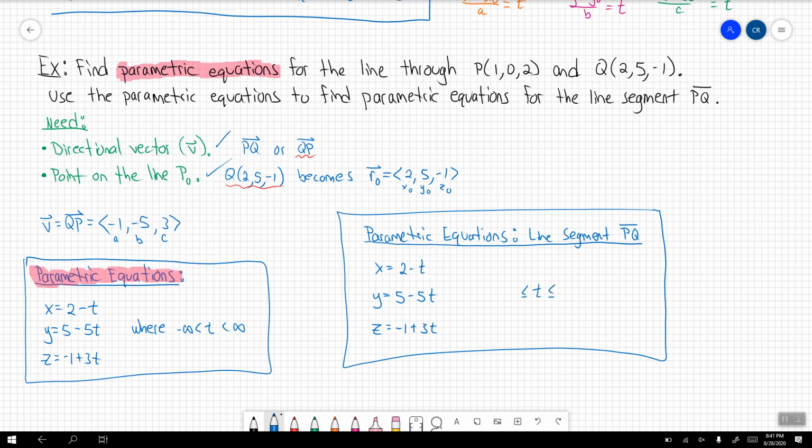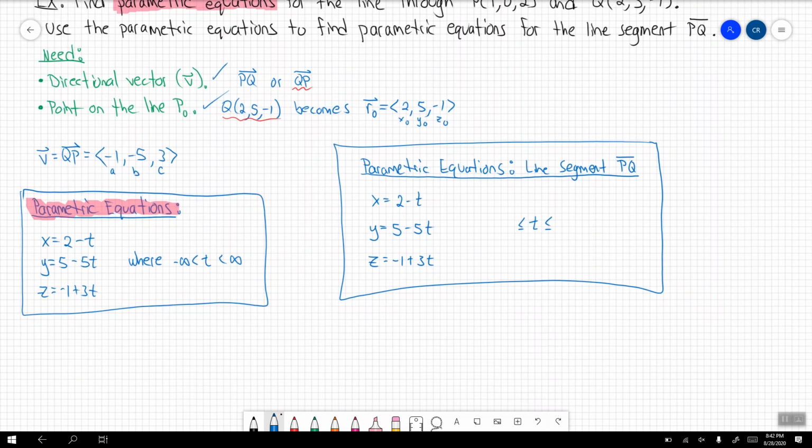You'd be surprised how straightforward this is. Let's go find it. Looking at my parametric equations, what t value do we want to substitute? One of the easiest t values to substitute is t equal to 0. If t is equal to 0, look at your parametric equations. We get x equals 2, y equals 5, and z equals negative 1. That's point Q.